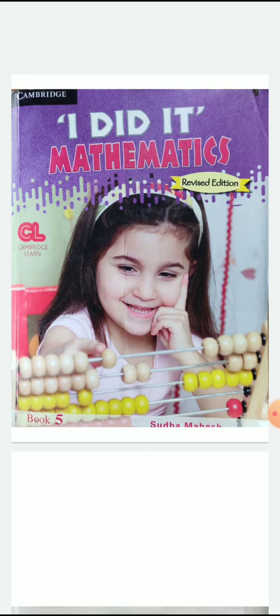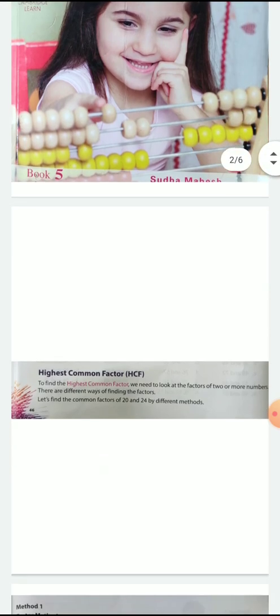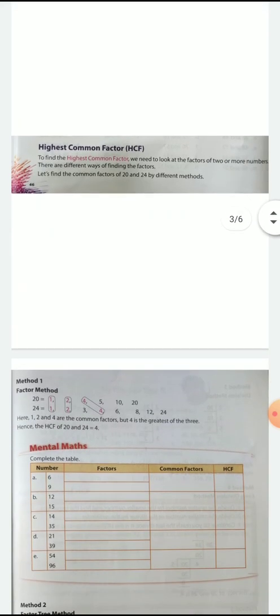Today we will discuss HCF, meaning highest common factor. To find the highest common factor, we need to look at the factors of two or more numbers. There are different ways of finding the factors. Let us find the common factors of 20 and 24 by different methods.